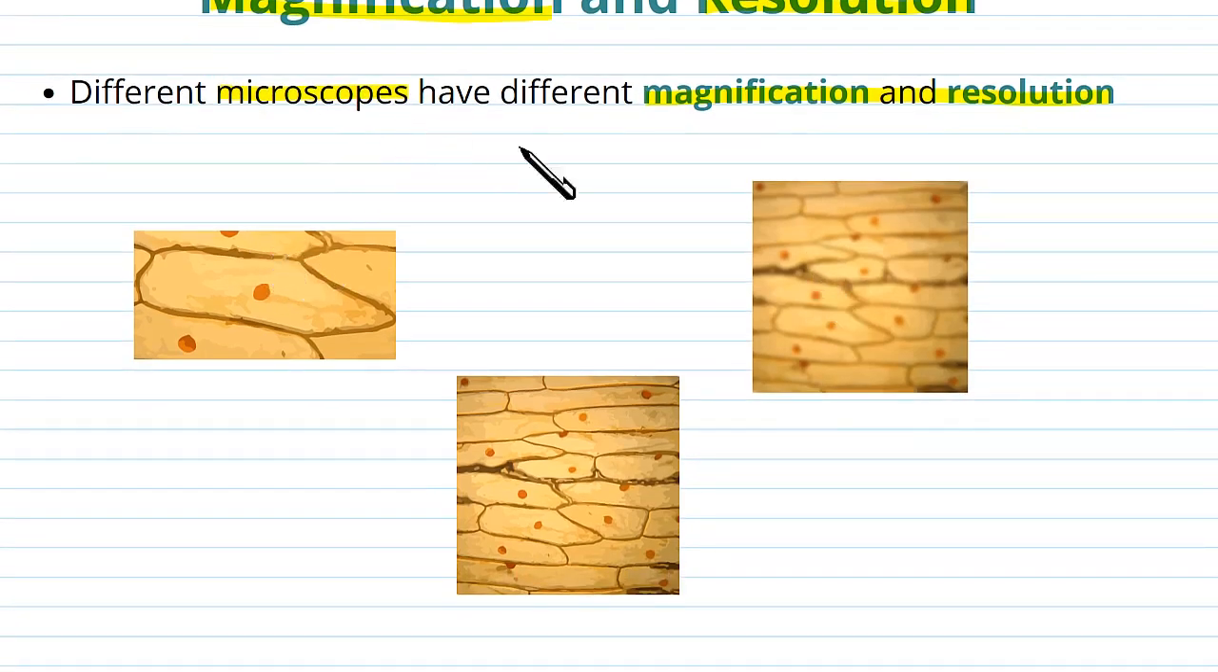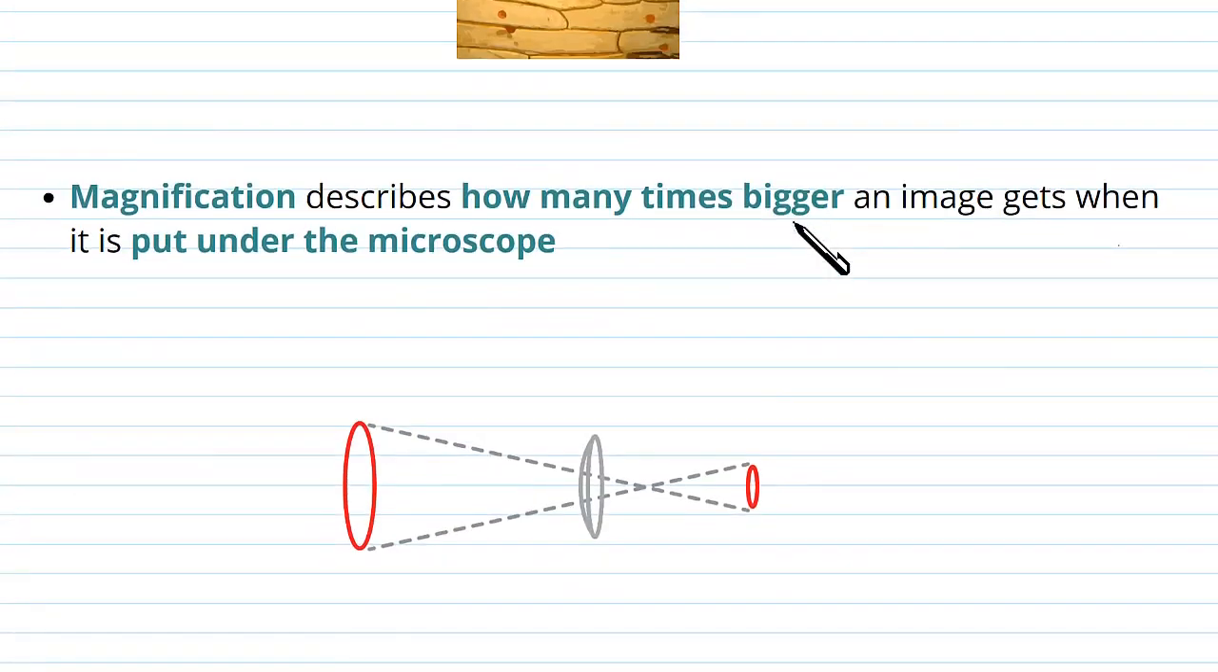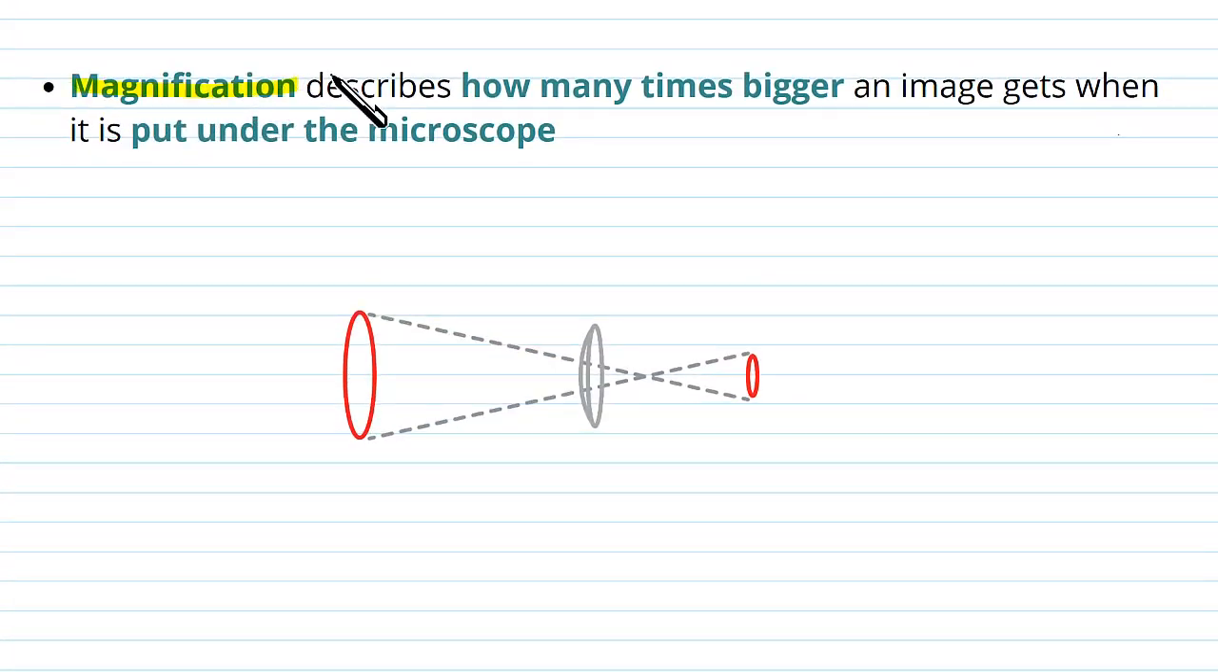With increased magnification and resolution, pictures become clearer, and we can also see more detail in smaller structures. Magnification is basically describing how many times bigger something looks when we put it under a microscope. So how much bigger the image is than the real thing when we've put it into the microscope.